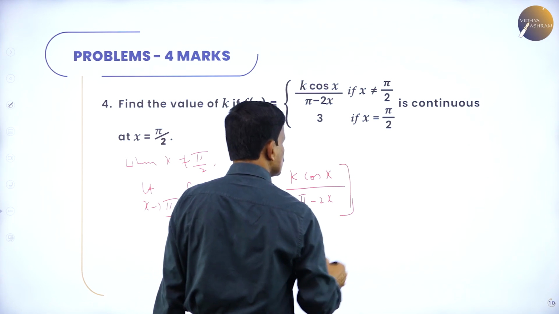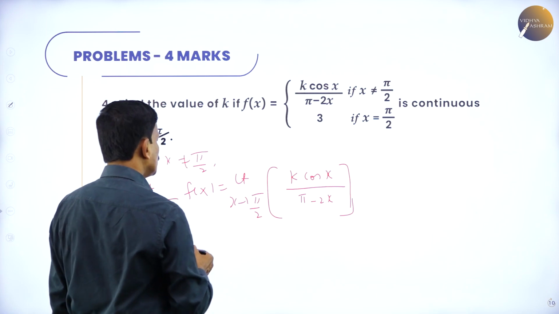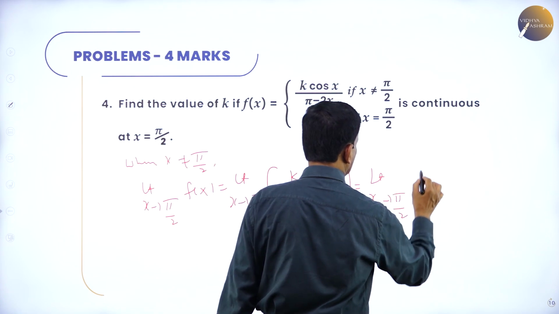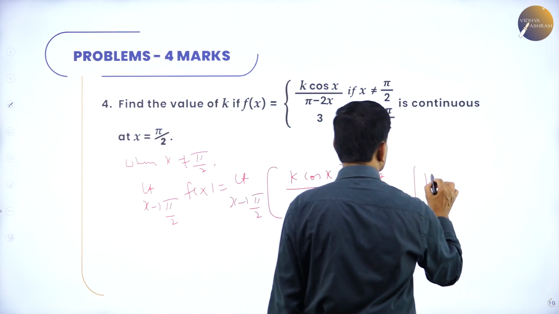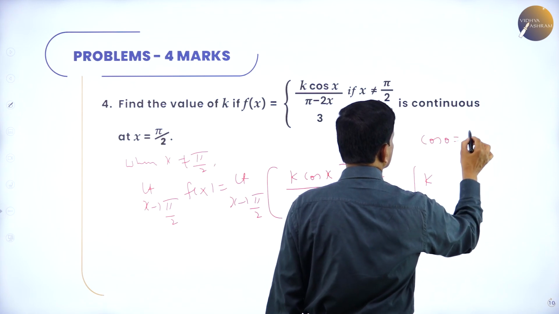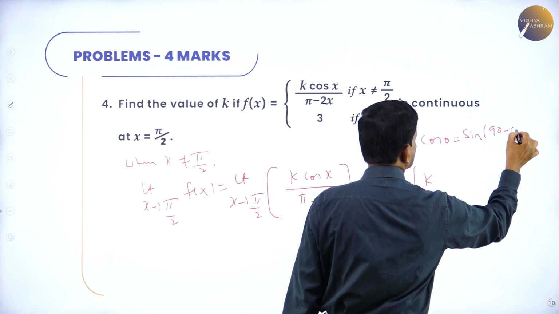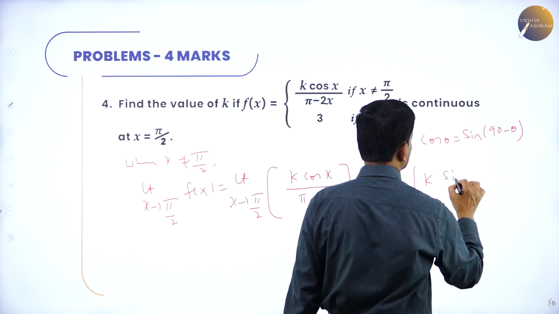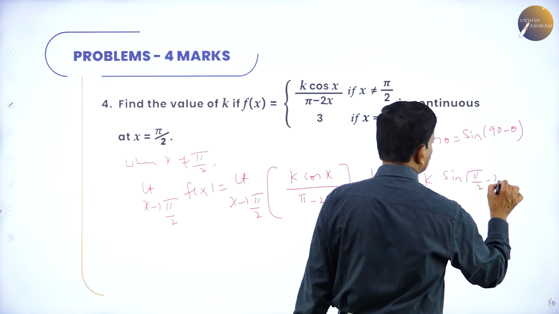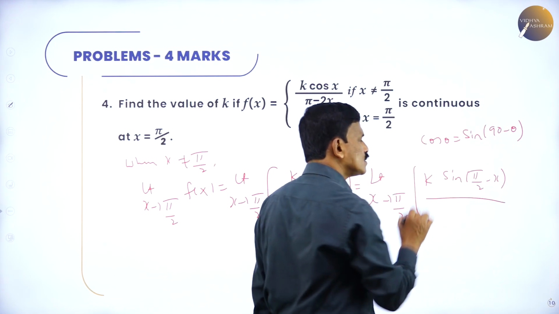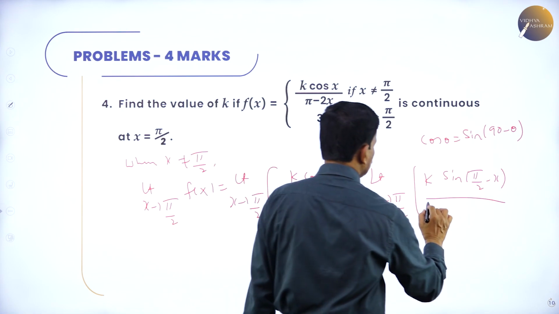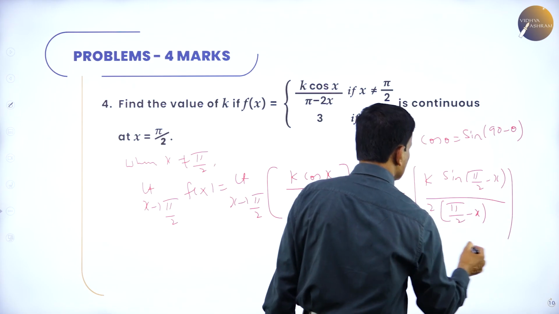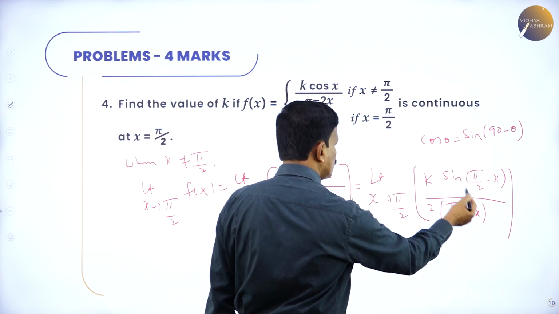Now, simplify this first. So, here this can also be written as limit x tends to pi by 2 of k as it is cos x, since cos theta is also equal to sin 90 minus theta. What is sin 90 minus theta? Cos theta. So, this cos x can also be written as sin of pi by 2 minus x. Here divide by 2, then this becomes 2 out, pi by 2 minus x. See? So, if you multiply 2 and 2 gets cancelled, pi minus 2x.